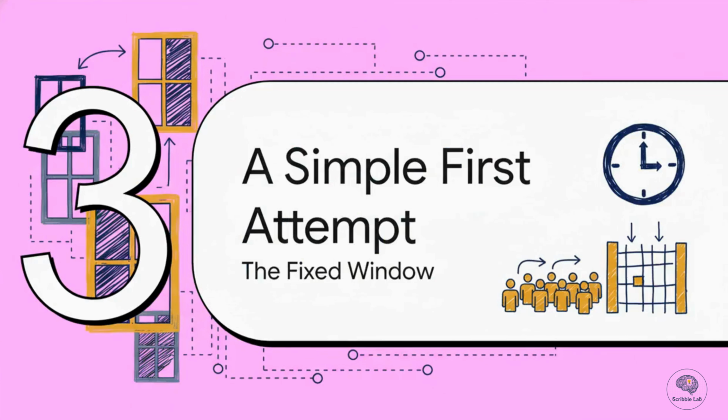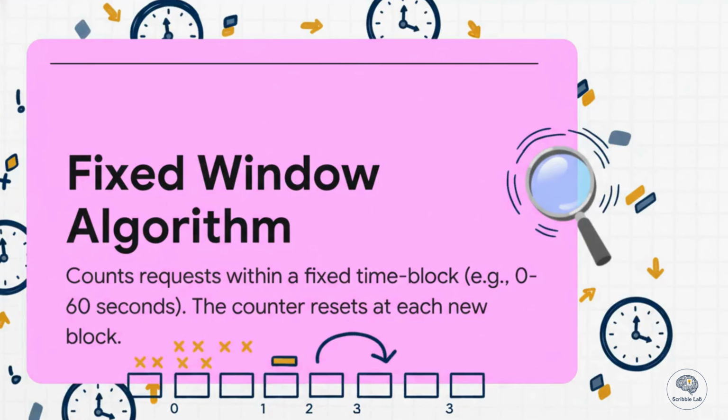All right, let's start with the most obvious, most intuitive approach. Think of this as our first draft. It's a simple algorithm called the fixed window. The logic here is really easy to grasp. We just chop up time into fixed blocks, let's say 1-minute chunks that start and end right on the clock. We just count how many requests a user makes inside that minute. When the clock ticks over to the next minute, poof, the counter resets to 0 and we start fresh.